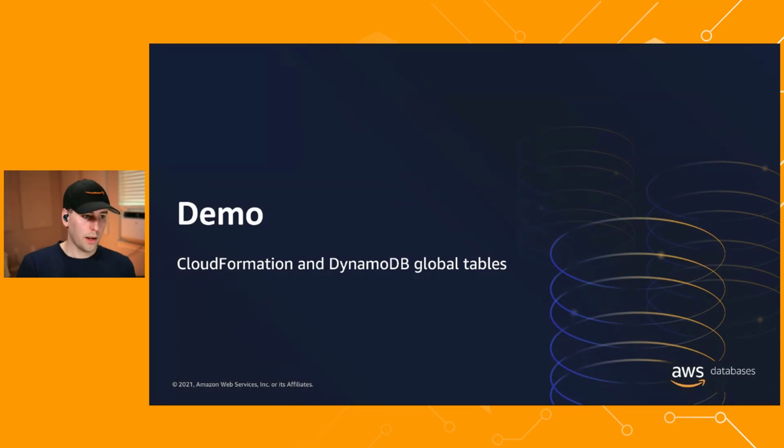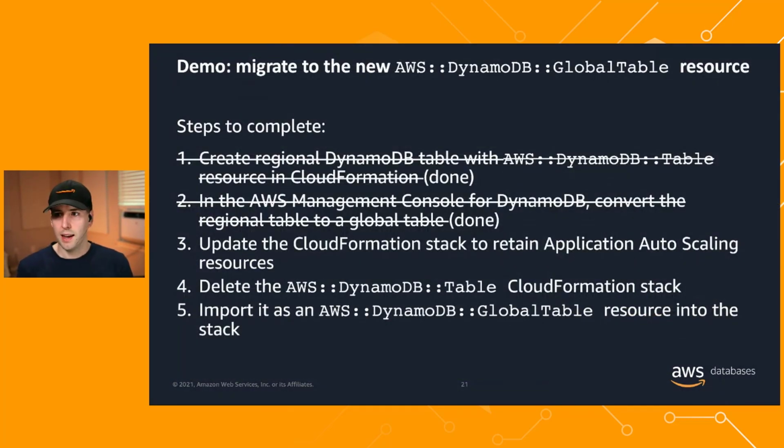So we are going to review kind of what we've done. And I probably should have put the slide in the beginning, but oops. This is kind of what we've done, and this is what we're going to do next. So we've already created this regional DynamoDB table with the AWS DynamoDB table resource. And then we converted the regional table to a global table. That's what's happening underneath. Now, what we want to do is get that managed in a CloudFormation stack with a new resource. And so for that, we're actually going to use a feature of CloudFormation that allows you to import an existing resource into a CloudFormation stack.